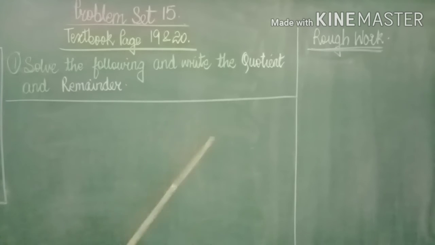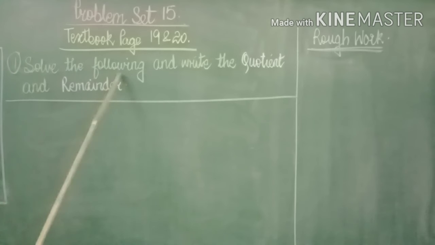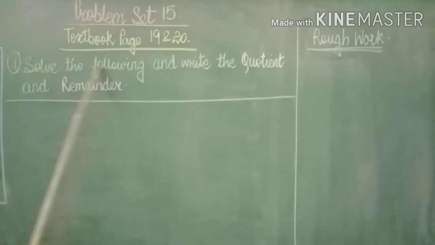Students, we are going to start with problem set number 15, textbook page number 19 and 20. Question number 1 as given in the textbook: solve the following and write the quotient and the remainder.